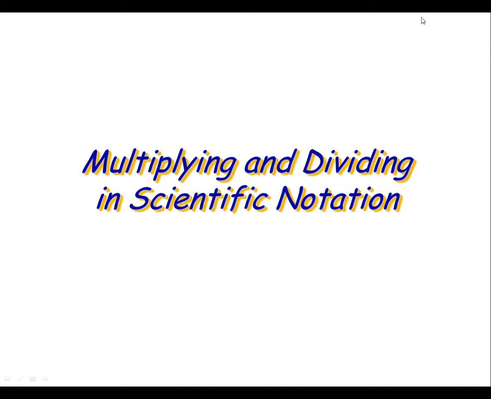Today, we're doing multiplying and dividing in scientific notation. Just like multiplying and dividing of decimals is easier than adding and subtracting. Adding and subtracting takes a lot longer than multiplying and dividing with variables as well. This is no exception to that. Multiplying and dividing is a lot more straightforward. You can get it done quicker.